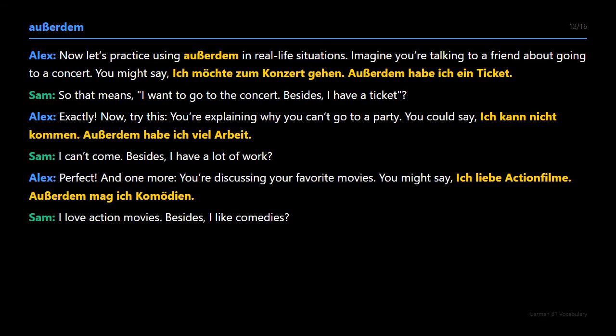Now let's practice using Außerdem in real-life situations. Imagine you're talking to a friend about going to a concert. You might say, Ich möchte zum Konzert gehen. Außerdem habe ich ein Ticket. So that means, I want to go to the concert. Besides, I have a ticket.